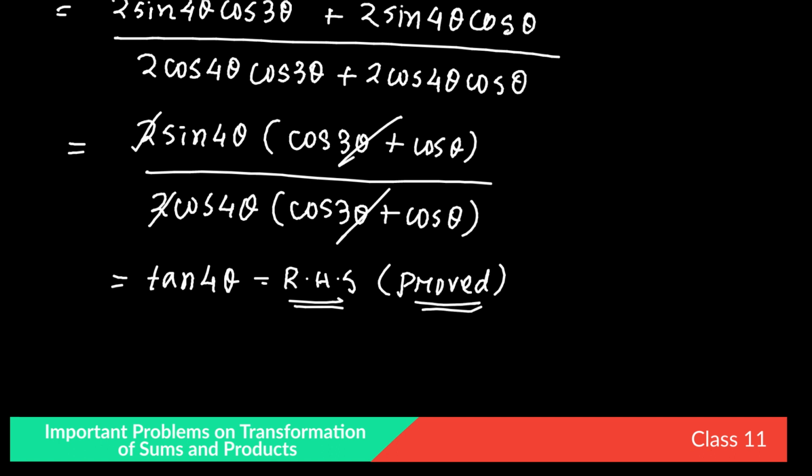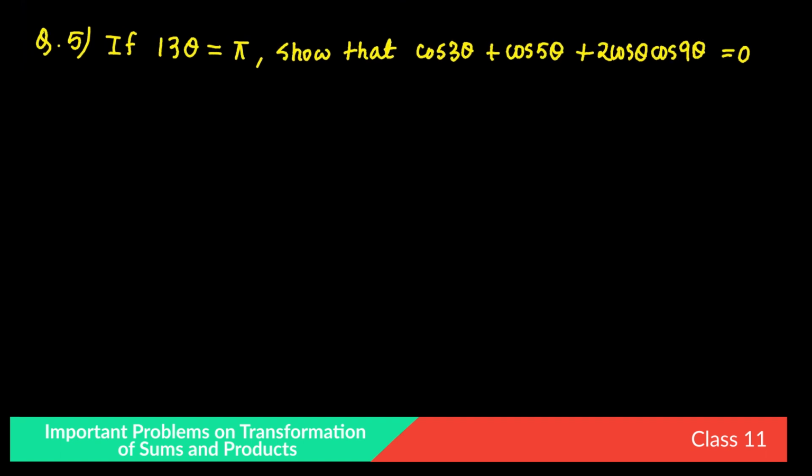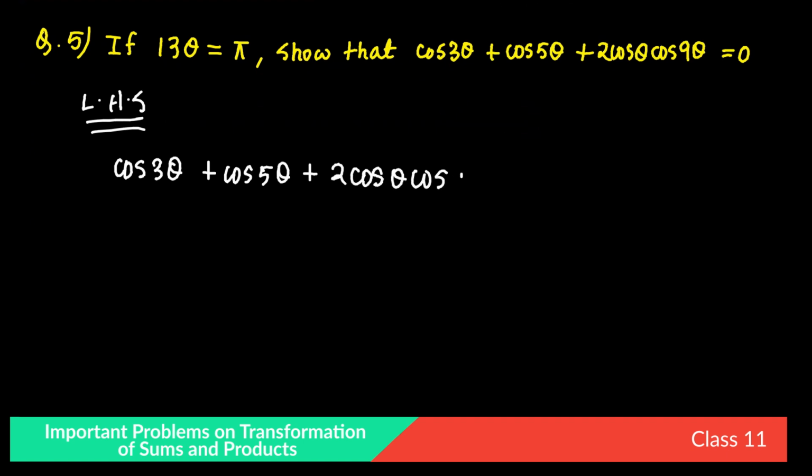Now we move on to the fifth question. It is said, if 13 theta equals pi, show that cos 3 theta plus cos 5 theta plus 2 cos theta cos 9 theta is equal to 0. So at first we take the LHS. It is cos 3 theta plus cos 5 theta plus 2 cos theta cos 9 theta.